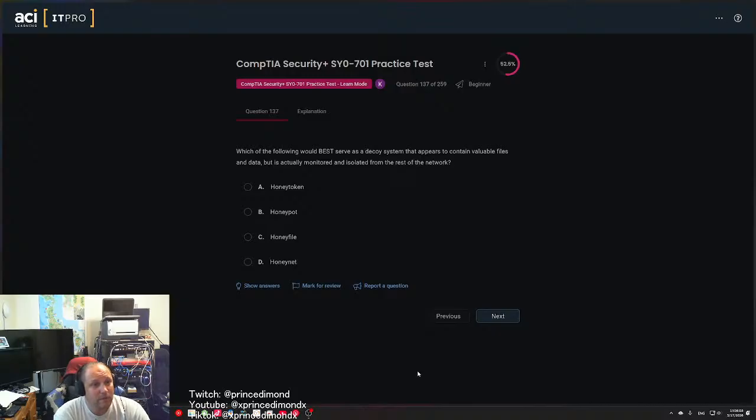All right. Which of the following would best serve as a decoy system that appears to contain valuable files but is actually monitored and isolated from the rest of the network? So this is a decoy system, not a file. It contains the files. And it's not referring to a network that these devices live on. So we're gonna go with honeypot. That should be correct. Yep, there we go.